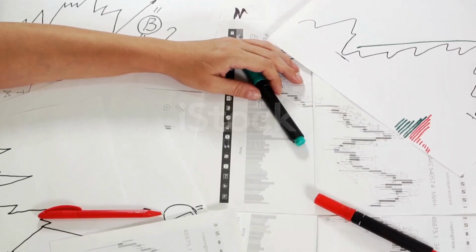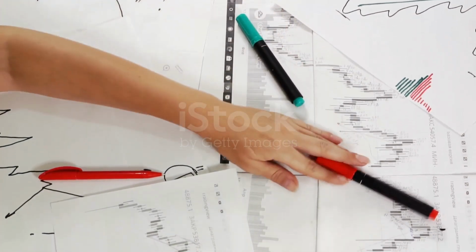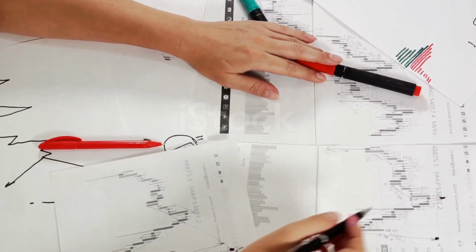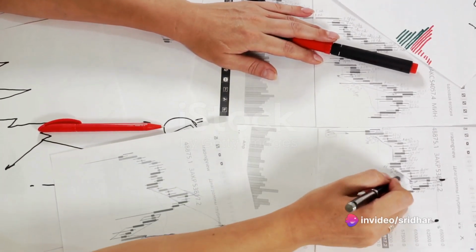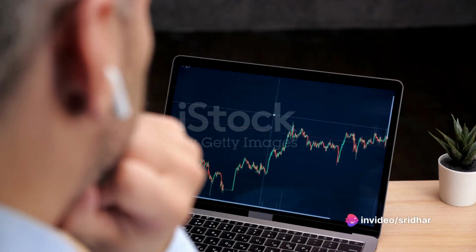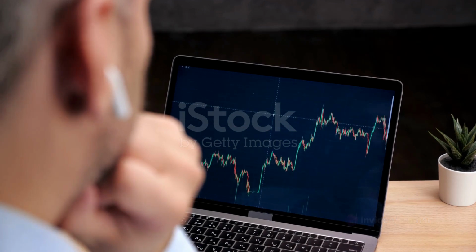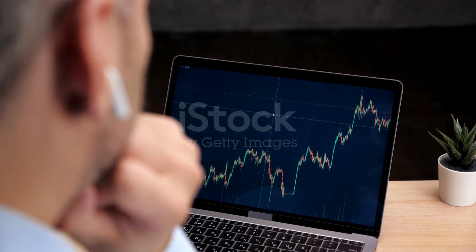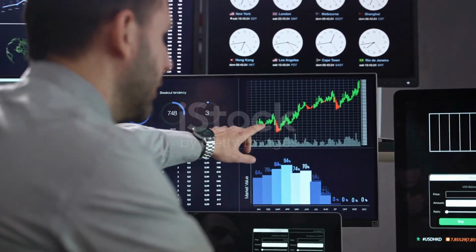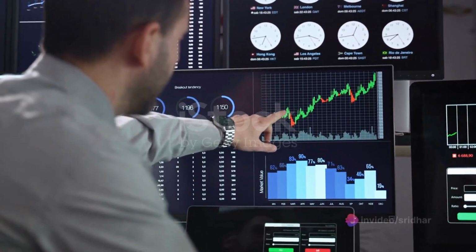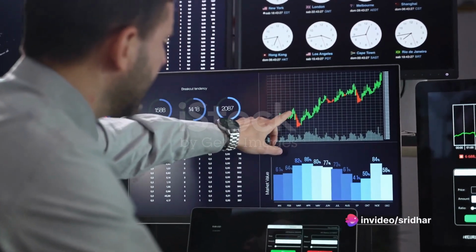Here's one last piece of advice. Practice makes perfect. Start by applying Fibonacci retracements to historical price data. See how the price reacted when it approached these levels in the past. This will help you become more comfortable with the tool and give you a better understanding of how to use it effectively. Remember, retracements are just one part of the equation.